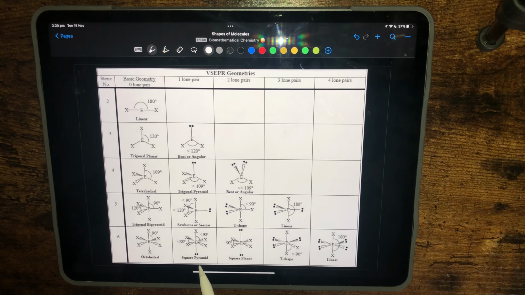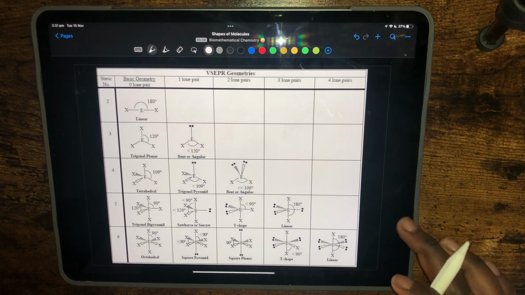And then square pyramidal, you see how these are different. This is 5 bonding pairs and 1 lone pair, but can you see the similarity in the shape? And if I had 4 bonding pairs and 2 lone pairs, when you have the same steric number, it doesn't matter the number of lone pairs, the shape is roughly the same. Not exactly the same, but roughly the same. And that's what you need to get an idea.